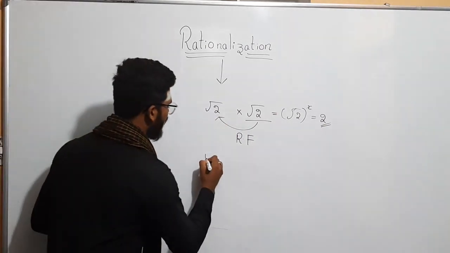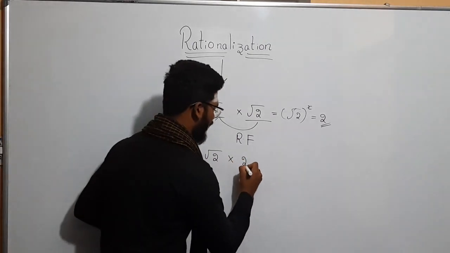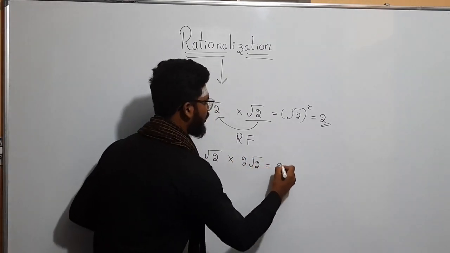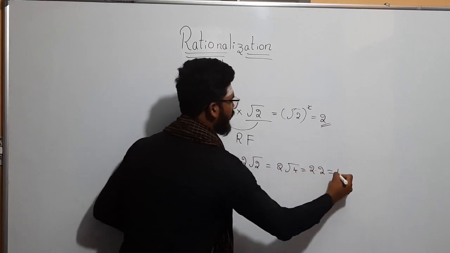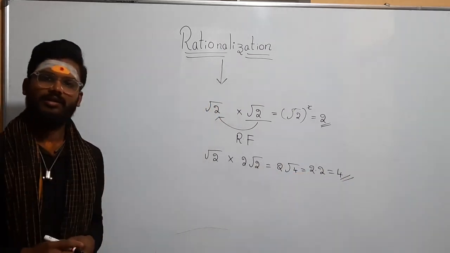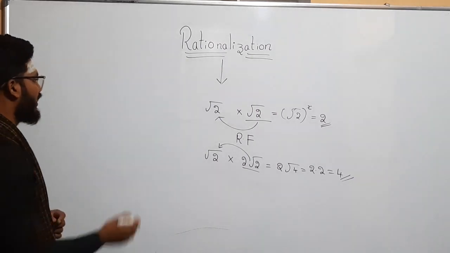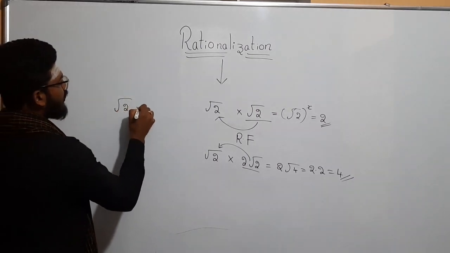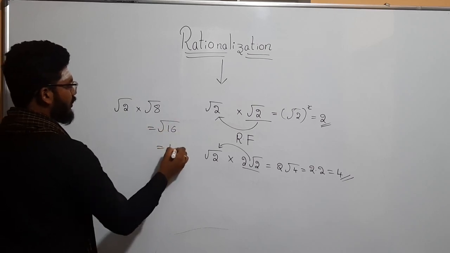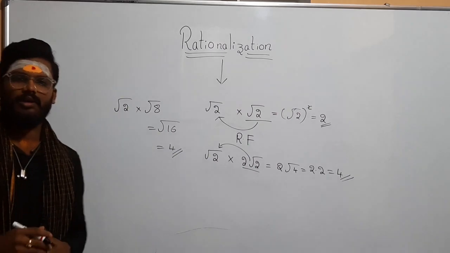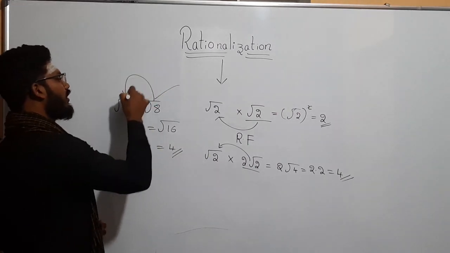And one more thing, for the same number, you can take 2 root 2, right? 2 into root 2, nothing but 2 into root 4. So 2 into 2, that is equal to 4. 4 is also a rational number, right? So here 2 root 2 is also a rationalizing factor. In the same way, I can take root 8. So root 8 into root 2 is nothing but root 16, that is equal to 4. This is also a rational number. So root 8 is also a rationalizing factor for root 2.